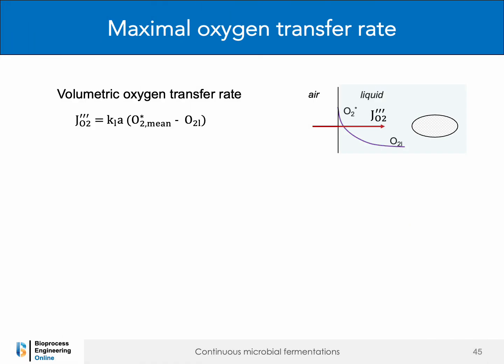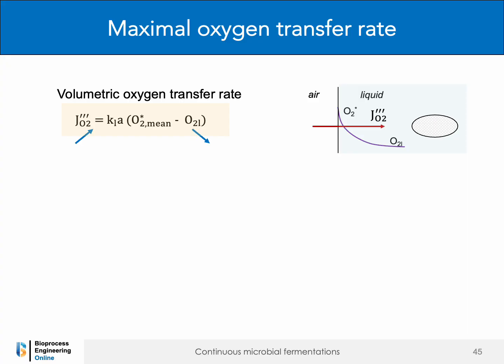To assess whether the oxygen consumption rate of the culture can be matched by oxygen transfer within the fermenter, the maximum usable volumetric oxygen transfer rate, J_O2 max, must be evaluated. The volumetric oxygen transfer rate in gram oxygen per liter hour is given by J_O2 equals kLa times (O2* mean minus O2_L), where kLa is the volumetric oxygen transfer coefficient, O2* mean is the mean oxygen solubility in the fermenter medium, and O2_L is the dissolved oxygen concentration in the medium.